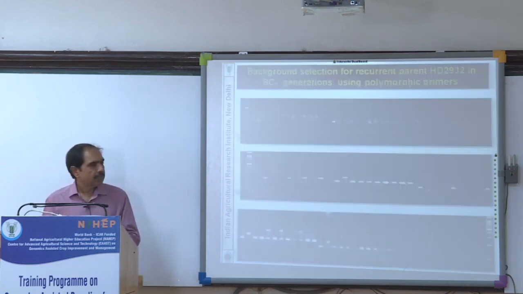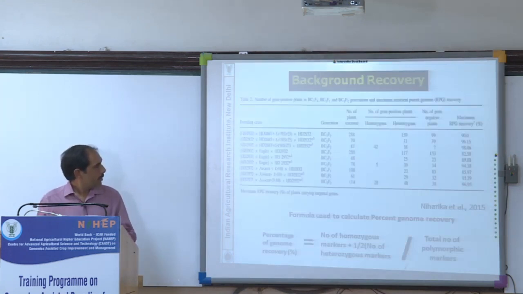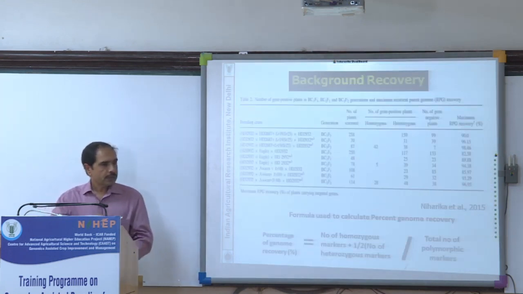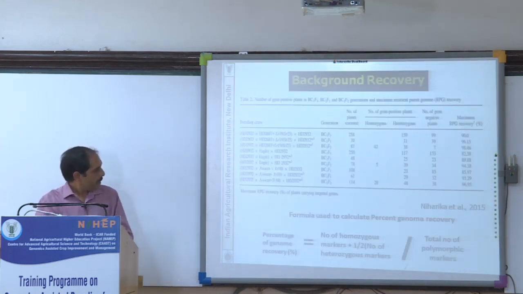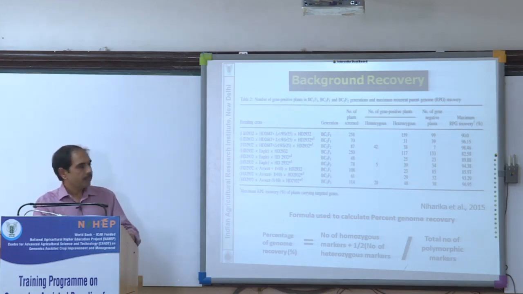And this is background selection. I think all of you know by now, you have an idea about what background selection is. Just I want to give you, these are the real data actually. Now how do you calculate percent genome recovery? Number of homozygous markers plus half the number of heterozygous markers. So you just count the number of markers which are homozygous, and then how many are in heterozygous condition, and then you take half of that value. So that becomes your percentage genome recovery.